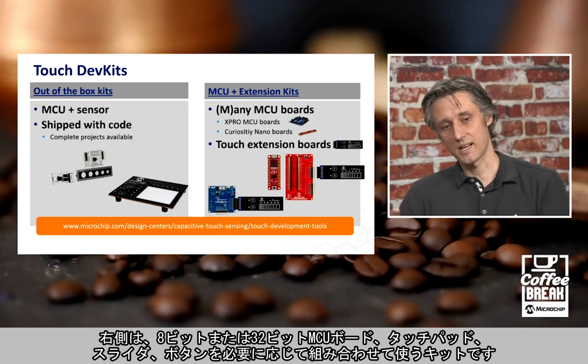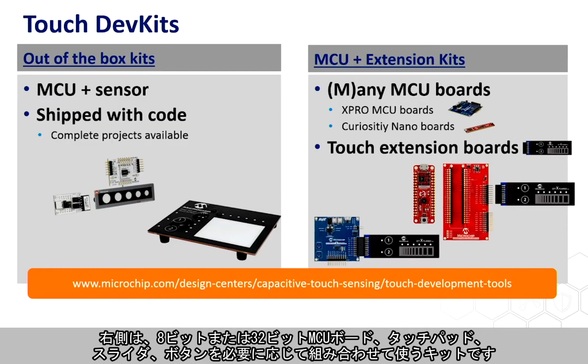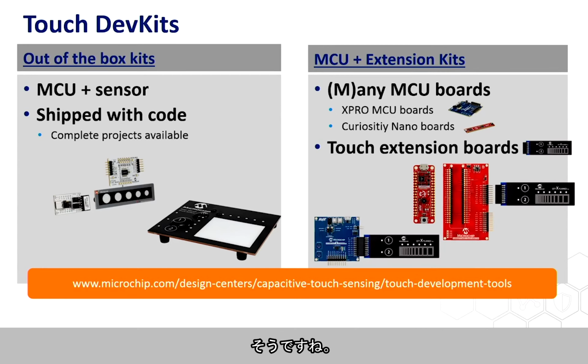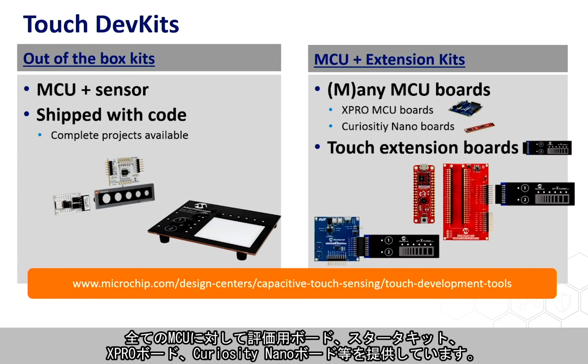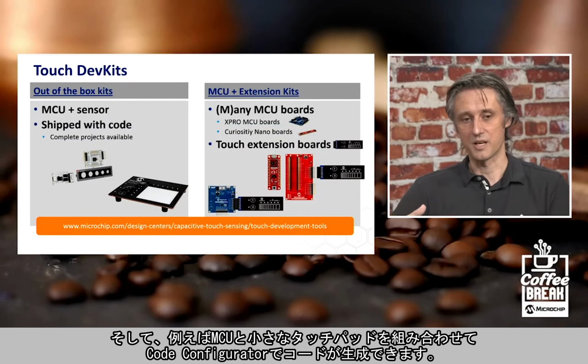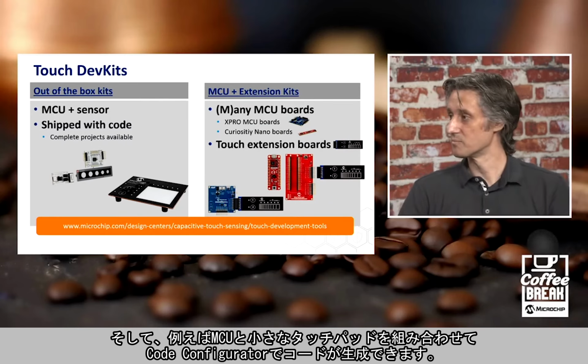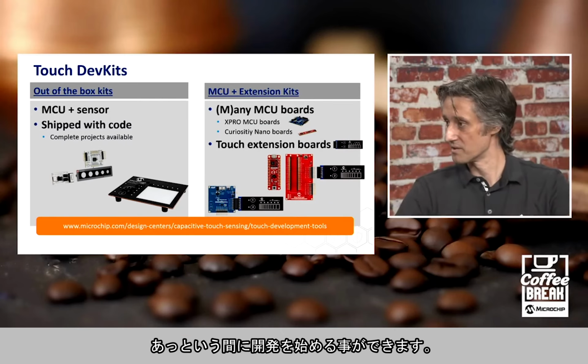And then on the right side is more of a mix-and-match experience where you might want to use an 8-bit controller, or you might want to use a 32-bit controller. You might need a touchpad or a slider or a bunch of buttons. Right. So you can basically select, every MCU has a starter evaluation kit, Xplained Pro board or Curiosity Nano board. Then we have these touch extension boards with different features. And you can just say, this is my MCU, and I want to do a small touchpad. You click them together, and the code configurator, and you're ready to go. Yeah. Cool. I like that. I like that a lot.